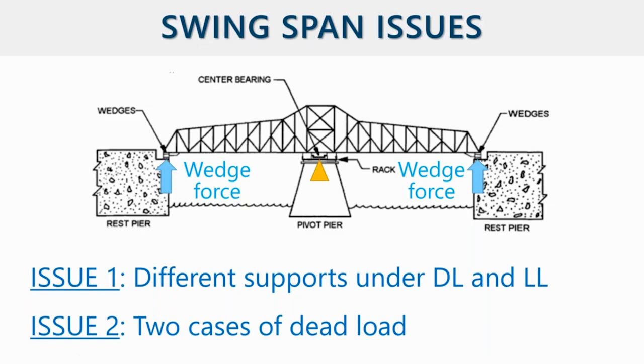And many times in design or rating, we usually consider a minimum force and a maximum force. And we need to consider both cases and find whichever controls. So usually, many times we consider the wedge force equal to 0 as the minimum, and we need to consider the maximum wedge force.